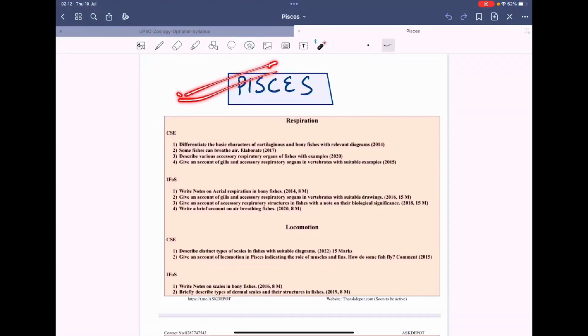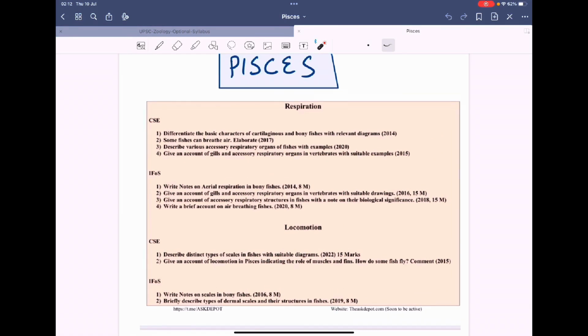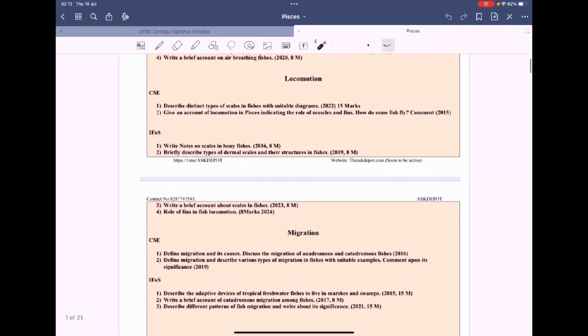About the Pisces, and Pisces includes the fishes. The topics that are mentioned in the syllabus about the Pisces are respiration, locomotion, and the migration.